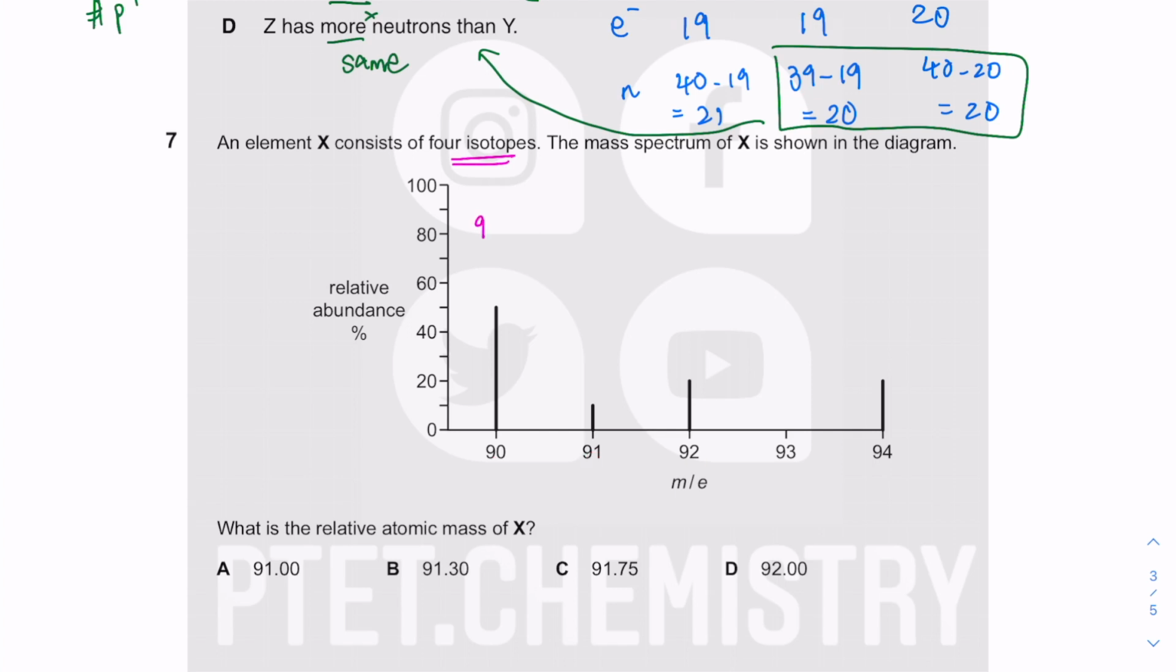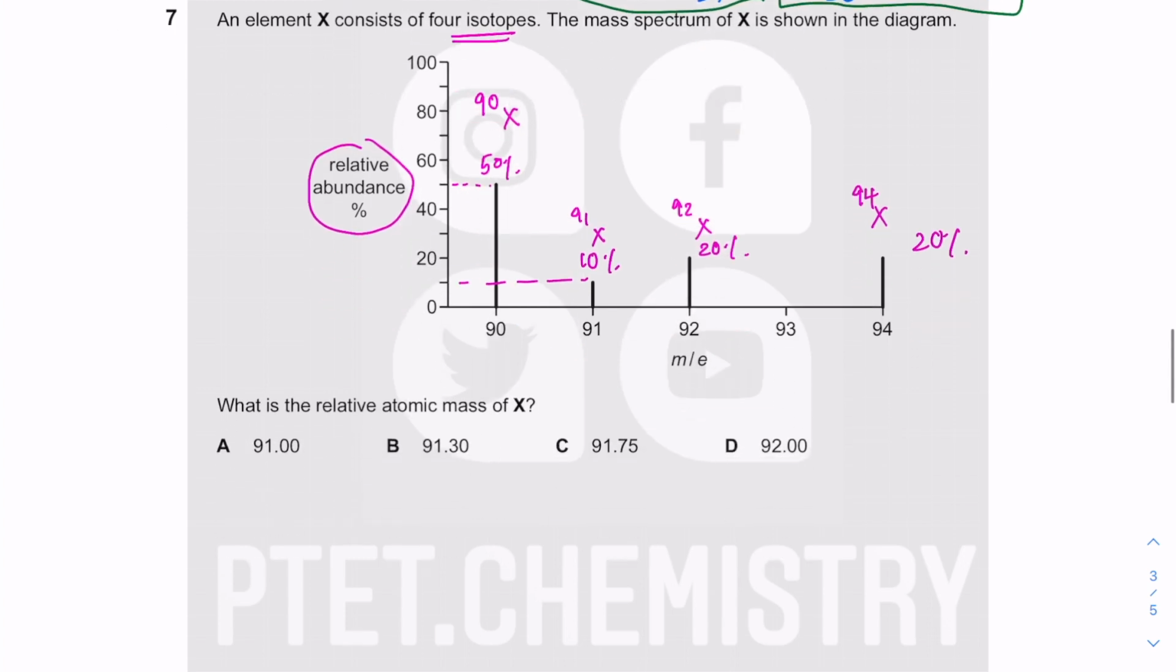So what can we say? This is actually 90X, 91X, so we will pronounce it X-90, X-91, X-92, X-94. So they have different masses and they have things called relative abundance, or the percentage abundance. That is 50%. That is 10%. This is 20%. And this one is roughly 20%. 50 plus 10 is 60, plus 20 is 80, plus 20 is 100%. So these isotopes are present in different amounts, in different abundance.